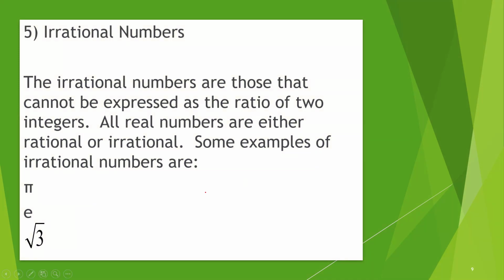And then finally, we have the irrational numbers. If a number is not rational, it has to be irrational, and all that means is that it cannot be expressed as the ratio of two integers. So some examples that you've seen before are pi. E, maybe you've seen that before or maybe not, is equal to approximately 2.7183. And then, of course, we have the square root of 3.